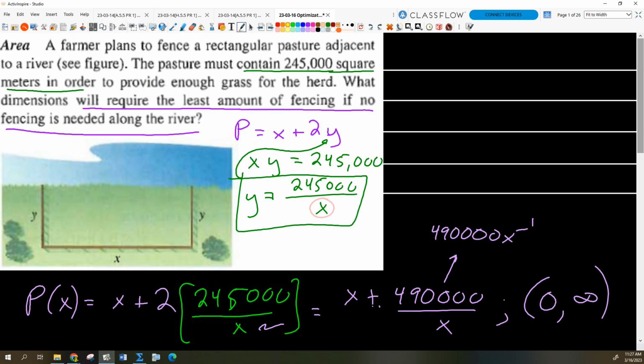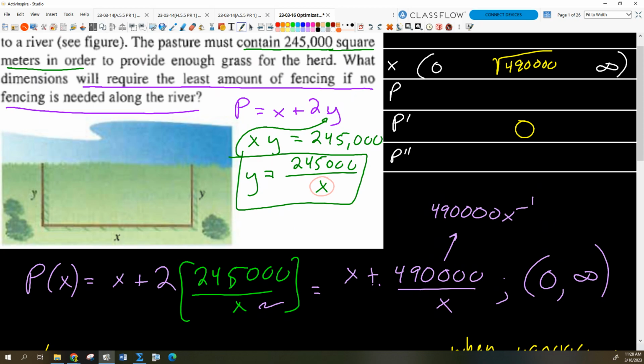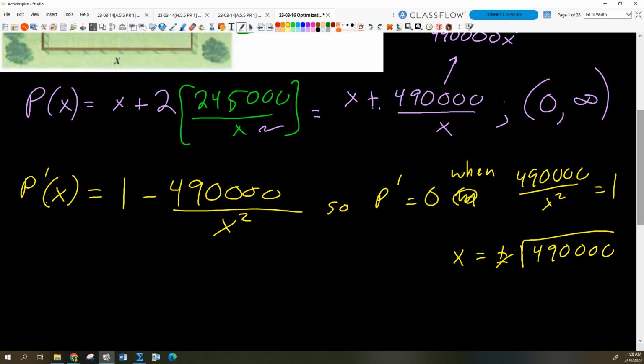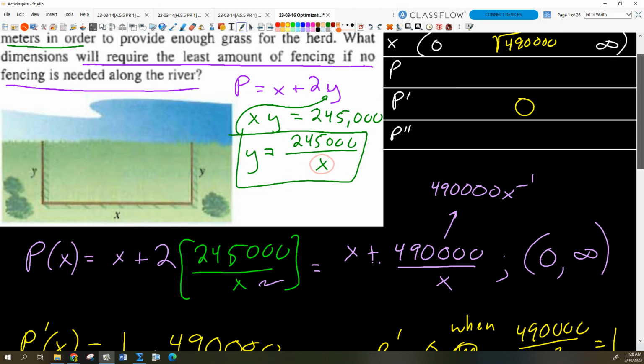So when we go up to our table, then we can start to add some stuff. We've got x as our independent variable, our input variable, and perimeter is the output, right? So the domain we said went from 0 to infinity. We had a critical number at the square root of 490,000. That was a 0 of the first derivative. Do I want to calculate a second derivative or use the first derivative test? Either one, it doesn't matter, right? We could do either one. Let's just do this both ways.